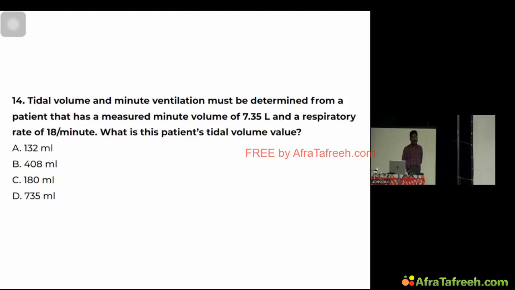What is minute volume? Tidal volume into respiratory rate. So what they want here is tidal volume. So it is going to be 7.35 liters divided by 18. It should be 408 ml. So 7350 by 18 will come around 408 ml.